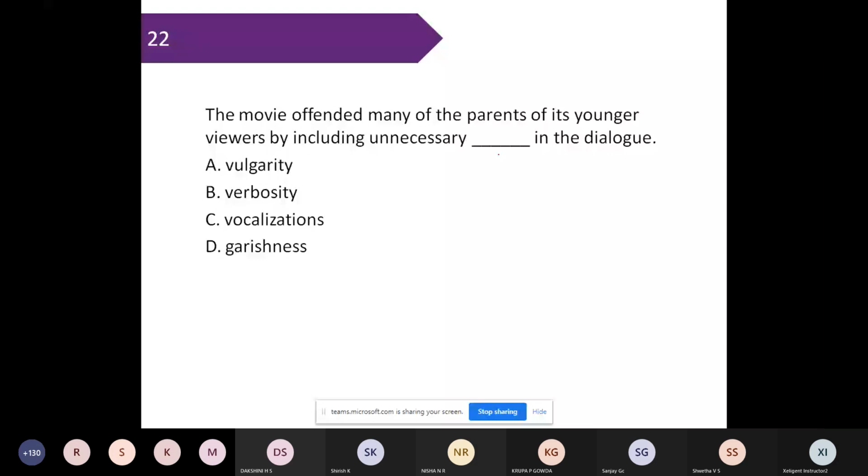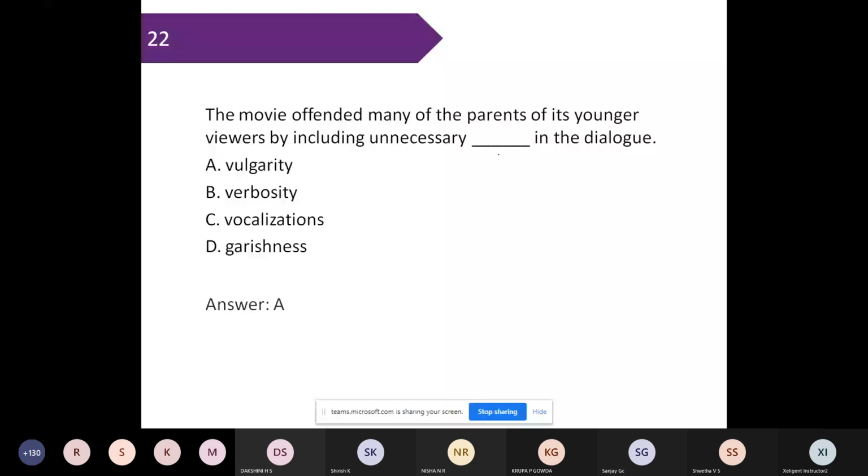In one's language, vocabulary deals with knowing a lot of words in one's language. That is verbose. And vocalization deals with speech. And garishness. Garishness means showing off something very proudly. That is garishness. So the correct answer is vulgarity because the dialogue is there. So vulgarity would be the exact word.